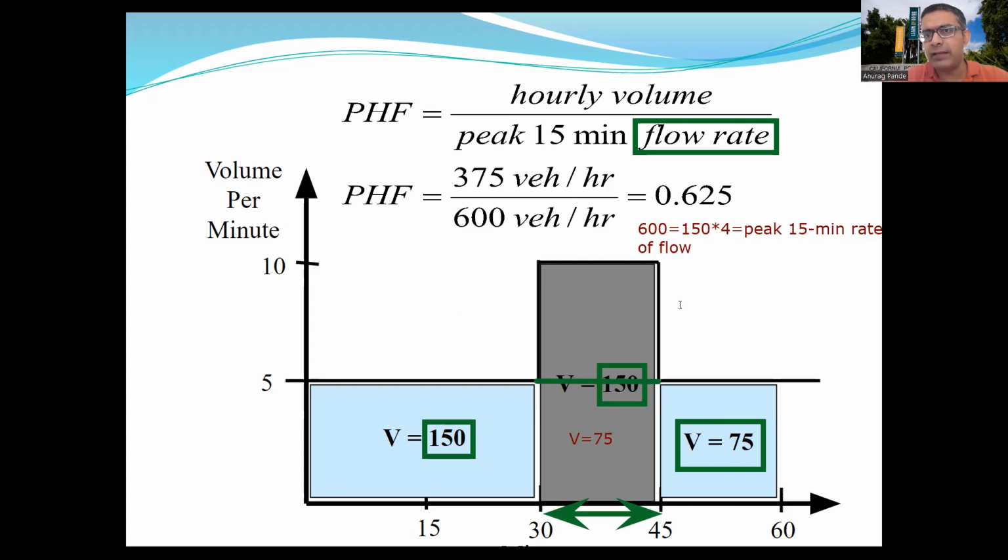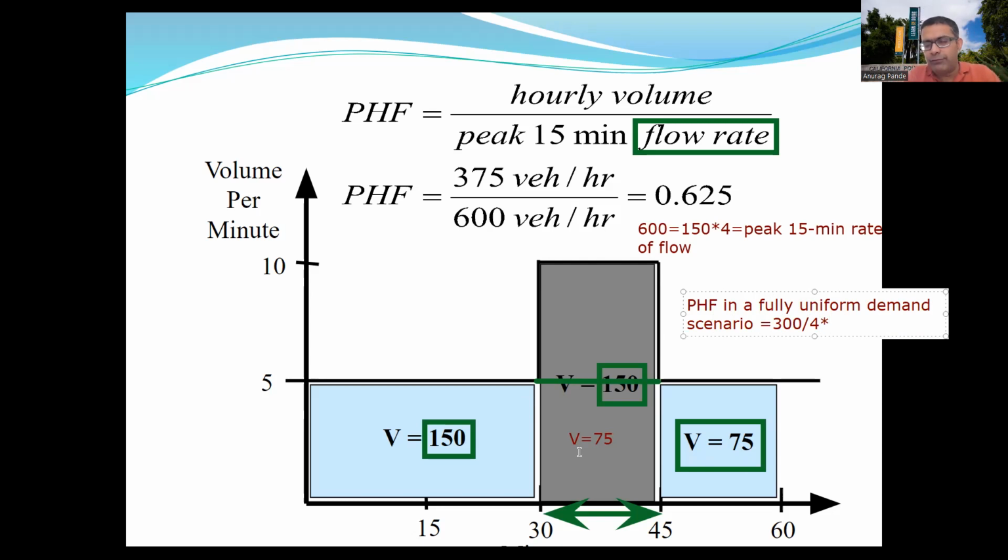So your peak hour factor in a fully uniform demand scenario would have had 300 as your hourly volume. You divide that by 4 times the peak 15-minute volume, which would have also been just 75, right? So you take any 15 minutes, 4 times 75, and your peak hour factor would have been 1. Okay, so that's why it's a measure of uniformity. If you have a perfectly uniform flow, your peak hour factor would be 1.0.